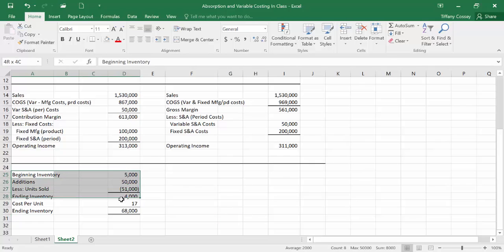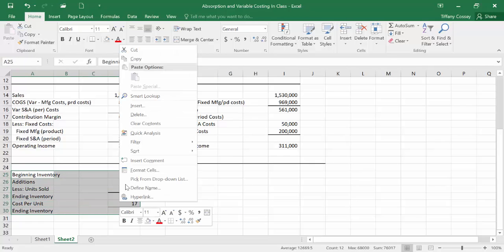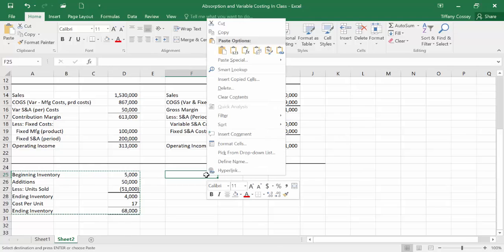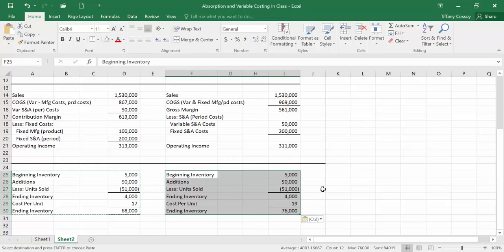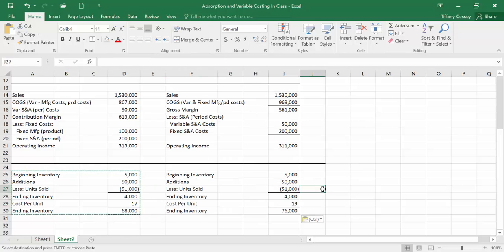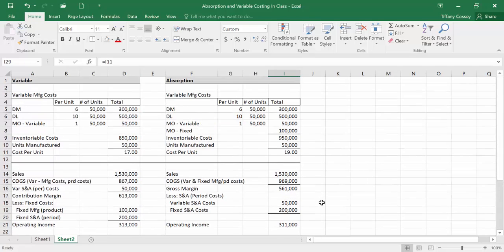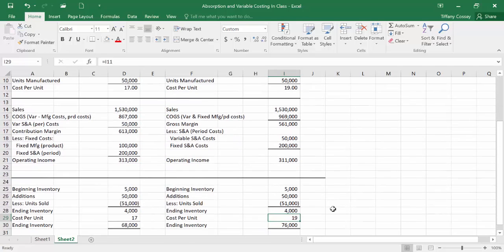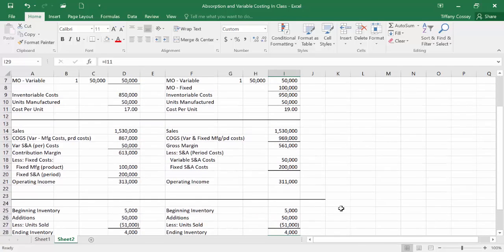Okay, so for variable costing, my ending inventory is 68,000. I can just copy and paste that over here into my absorption, right? Because the number of units won't change. And when I copy and paste the formula, it's going to move over and pull down my cost per unit for absorption, 19. So my ending inventory for absorption costing is 76,000. All right, well, I've gone through and calculated everything I'm going to need. Let's go back to the problem and answer the specific questions.